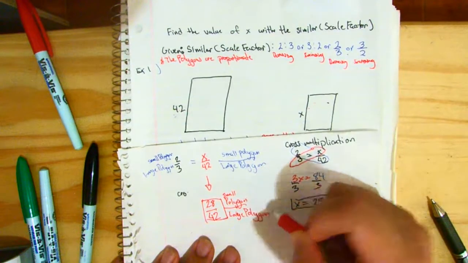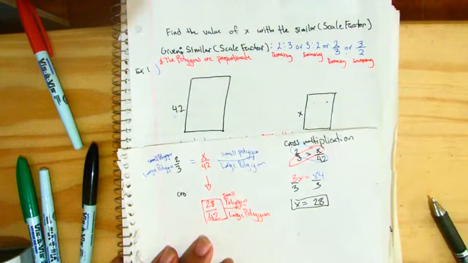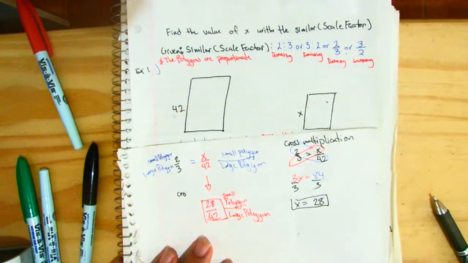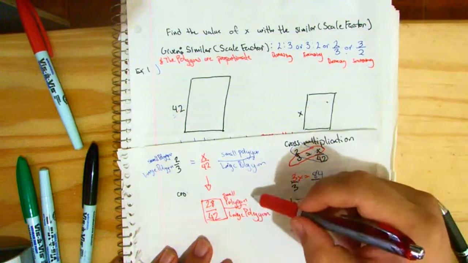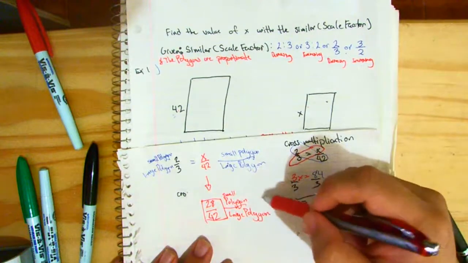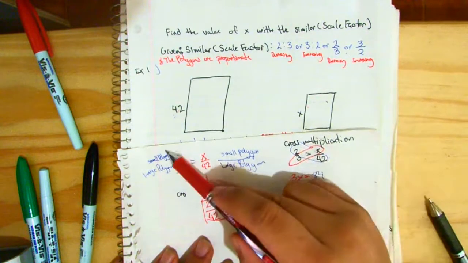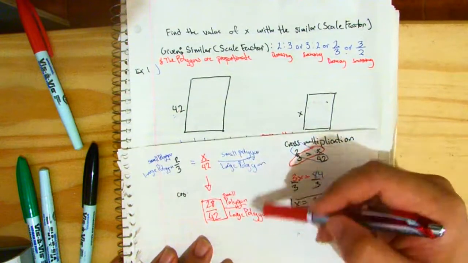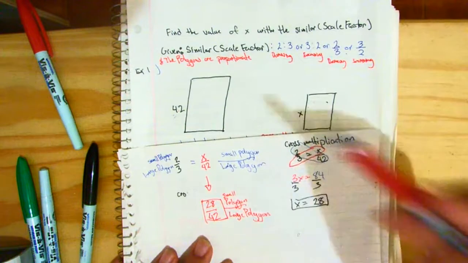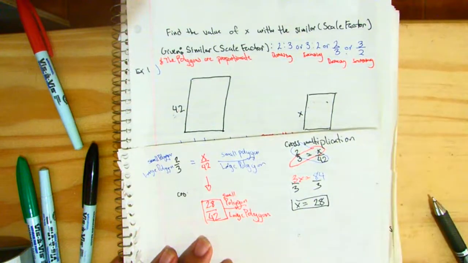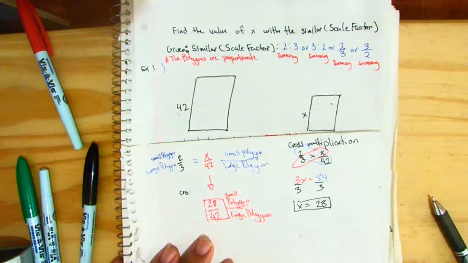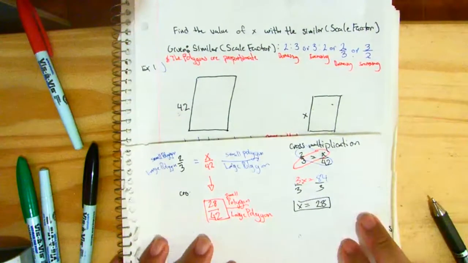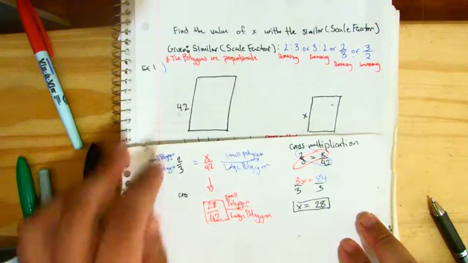Once again, when working with ratios, make sure you are relating two things, and make sure you're consistent when you are comparing. You notice here I put small polygon over large polygon, small polygon over large polygon. Here it's still consistent, right? It's going to be small polygon over large polygon. That's what's intricate about ratios, just being consistent when you are comparing.